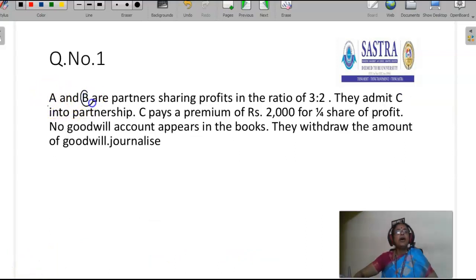A and B are partners sharing profit in the ratio of 3:2. They admit C into partnership. C pays a premium of 2,000 for 1/4 share of profit. No goodwill account appears in the books. They withdraw the amount of goodwill, journalize. There are two partners, A and B. They share profits and losses in the ratio of 3:2. Who is admitted as a new partner? C is admitted as a new partner.